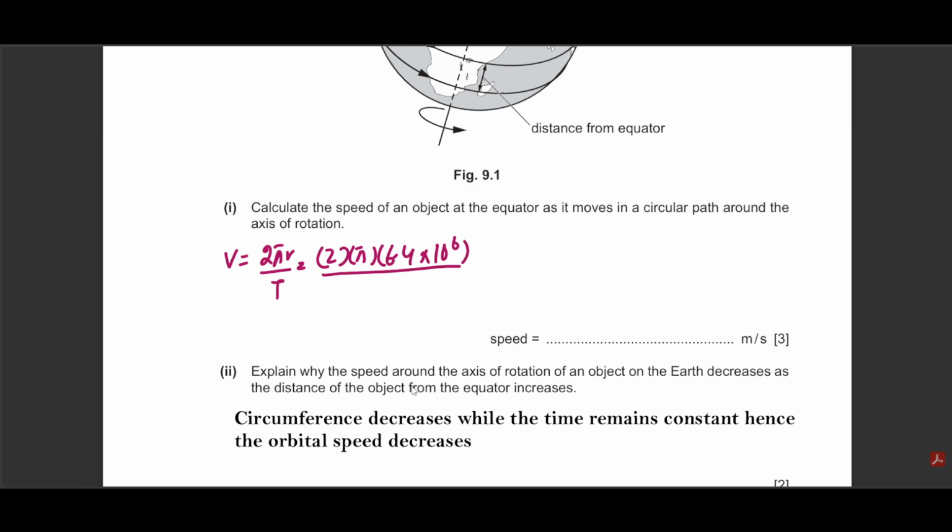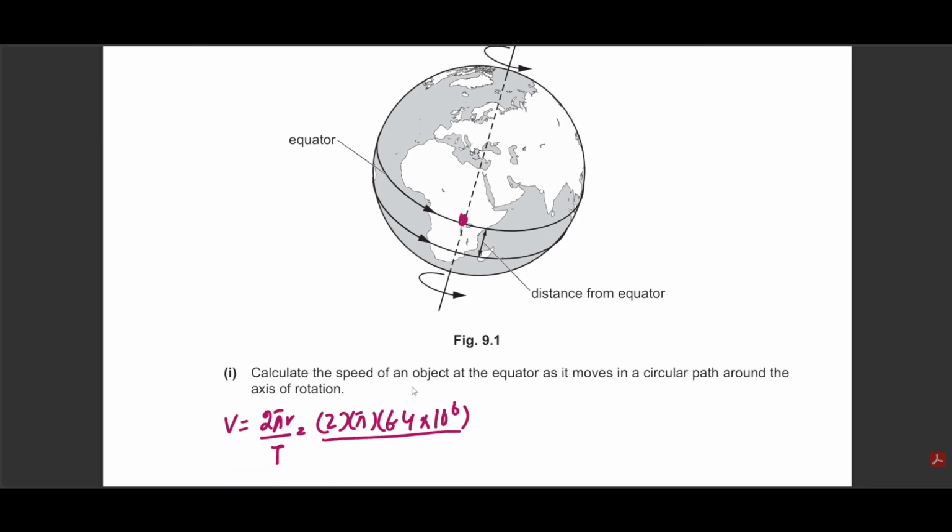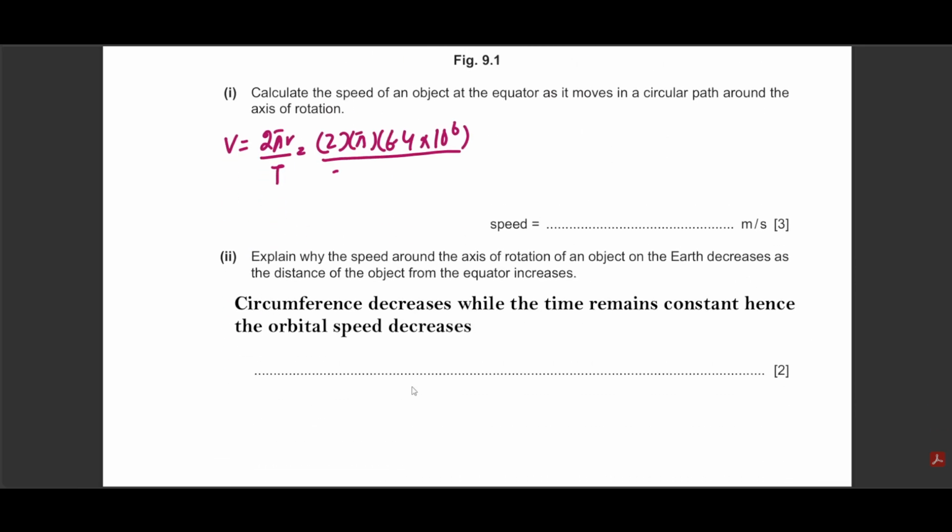Divide this with time. Now what's the time? It takes 24 hours to do this. So if you were standing at this point, after 24 hours, you would come exactly back to this point. So that's why we're using 24 hours for our speed. So 24 into 60 into 60.